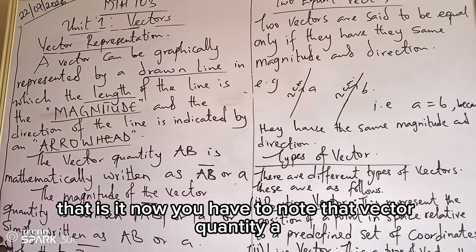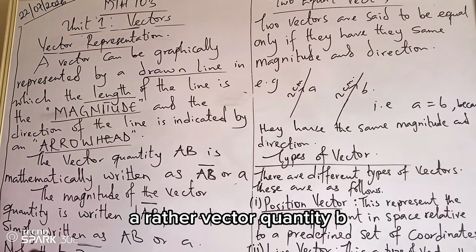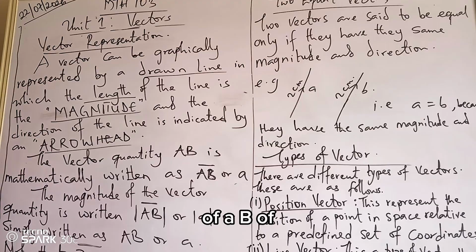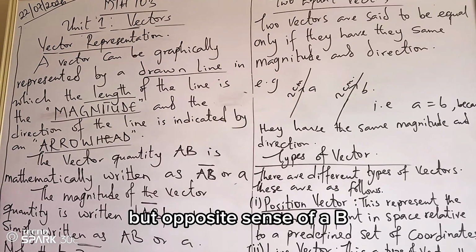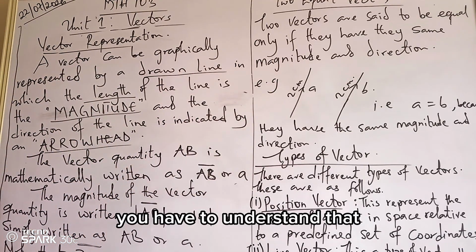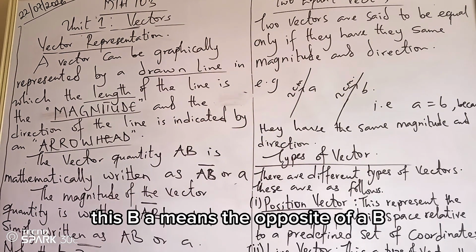That is it. Now, you have to note that vector quantity BA represents the vector with the same magnitude as AB, but opposite sense of AB. That is it. Now, you have to understand that this BA means the opposite of AB.